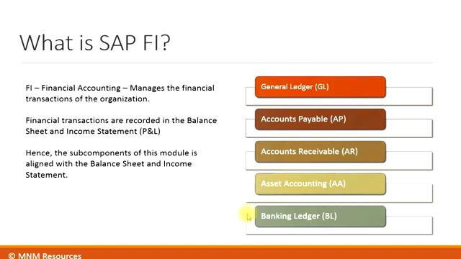And you have finally the banking ledger. So this is where you create your banks, which you do for outgoing payments, incoming payments, checks, outgoing checks, incoming checks, anything relevant to the banking transactions comes under the banking module. So these are the 5 components of the SAP FI modules.